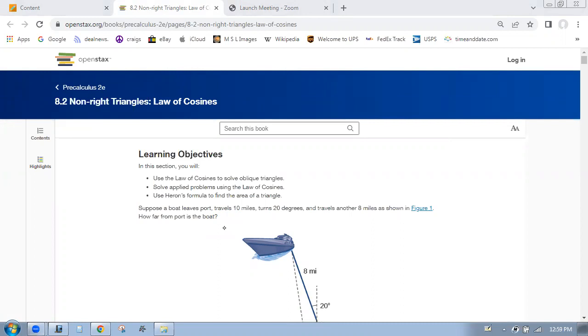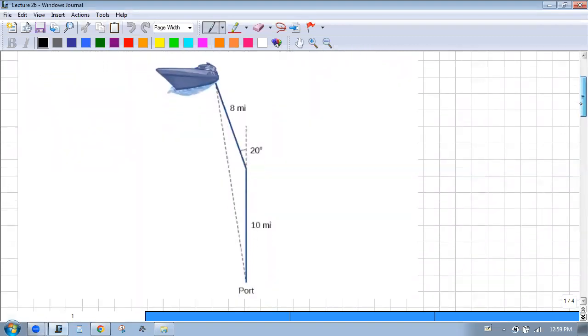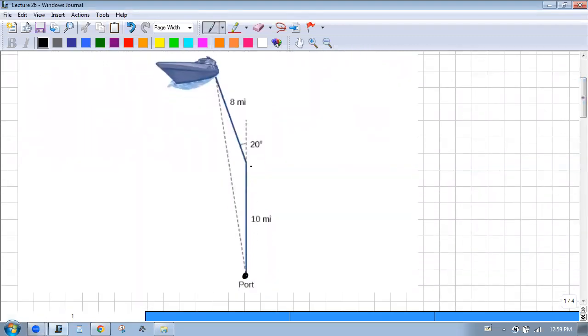We'll see. First thing we want to look at, though, is a simple question. If I leave port and I go north for 10 miles, and I take a 20-degree turn and I go 8 miles, how far away am I from the port? It's a real simple question, right?